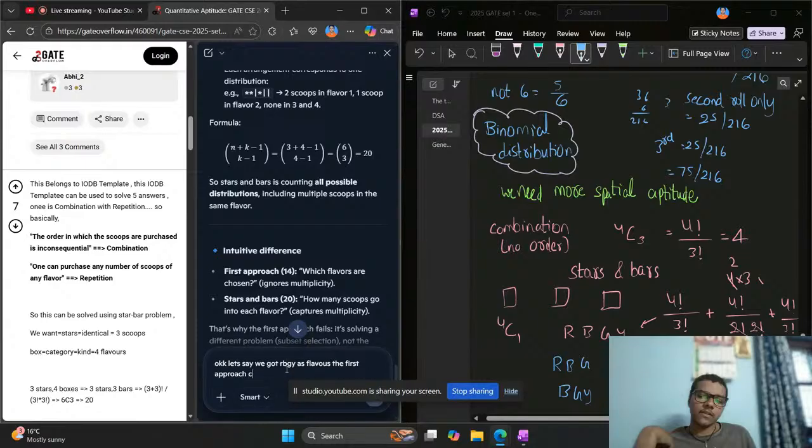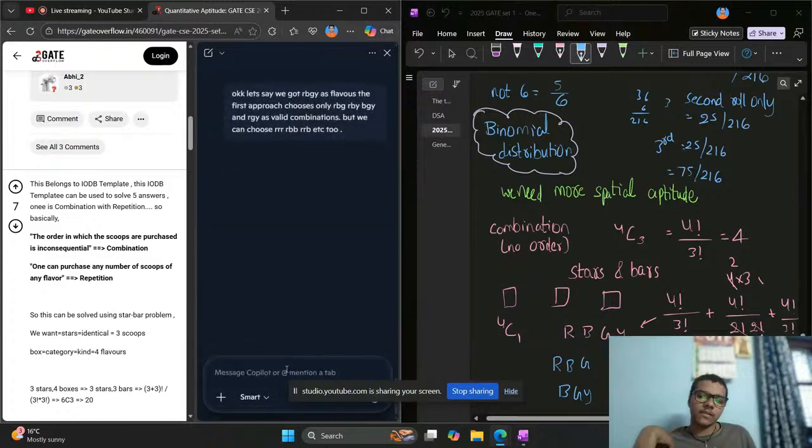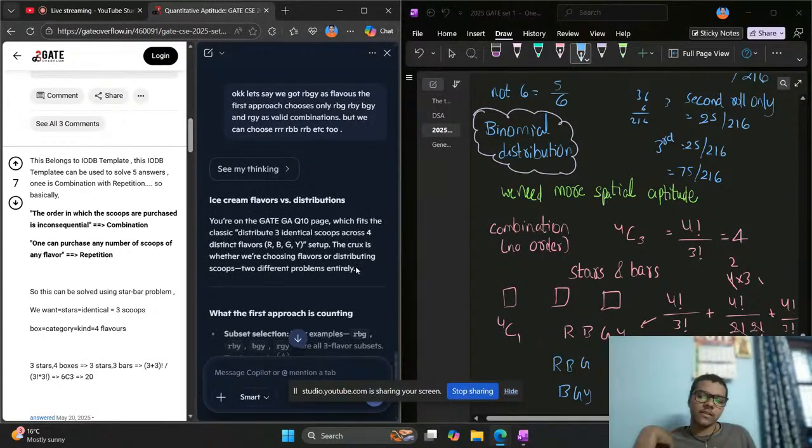The first approach chooses only RBG, RBY, BGY, and RGY as valid combinations, but we can choose RR, RBB, RRB, etc. too. Let's see how better it understands context.